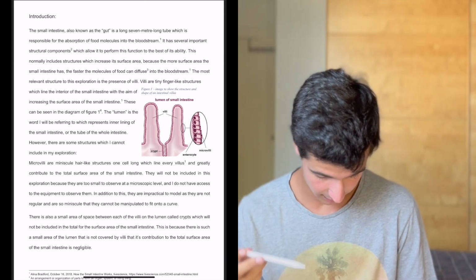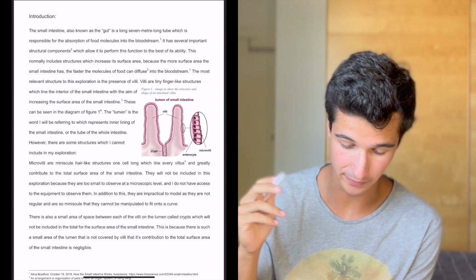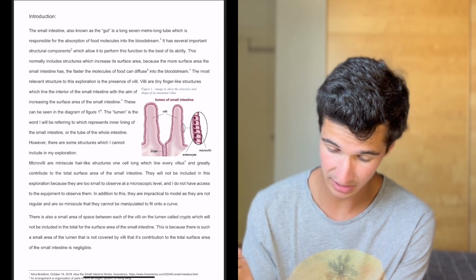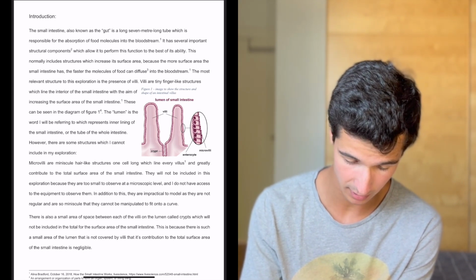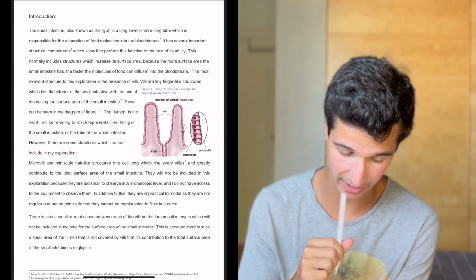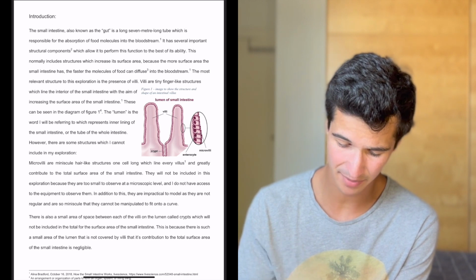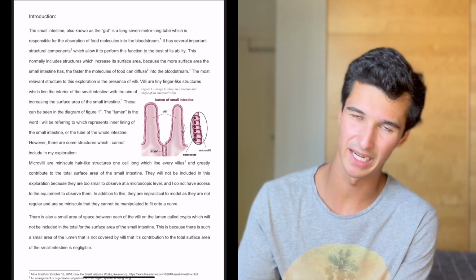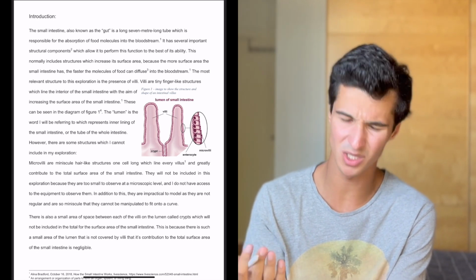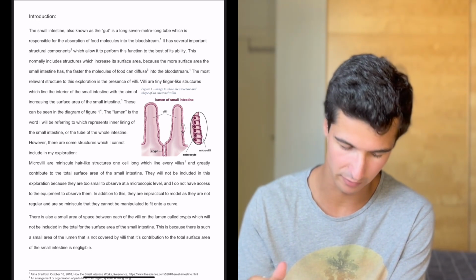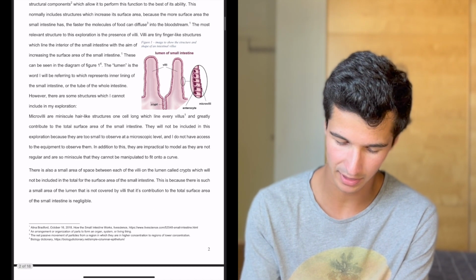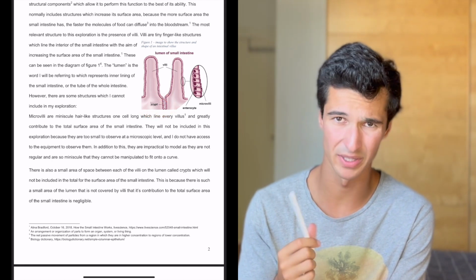Villi are tiny finger-like structures which line the interior of the small intestine. Yep, that's cool. I show an image of the small intestine, and then I go on down to here. There are some structures which I cannot include in my exploration. So I talk about microvilli, which are like tiny little hairs. I'm not going to actually calculate the surface area of those because I don't know how it would be possible. They're just too small to observe. I don't have the equipment to observe them, so we ignored them. And then the small area, which is the crypt, this little area. So yeah, I chose to ignore that too.